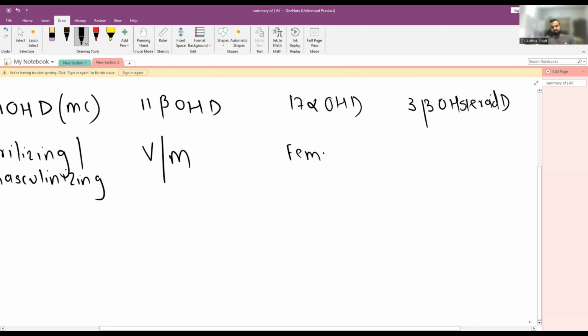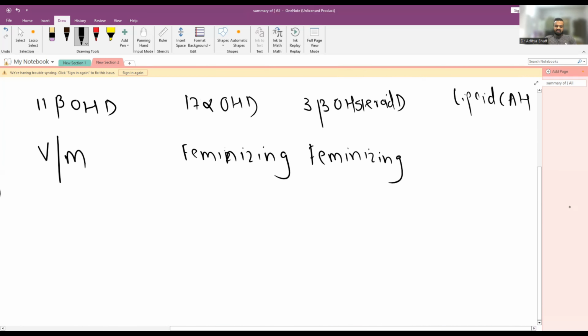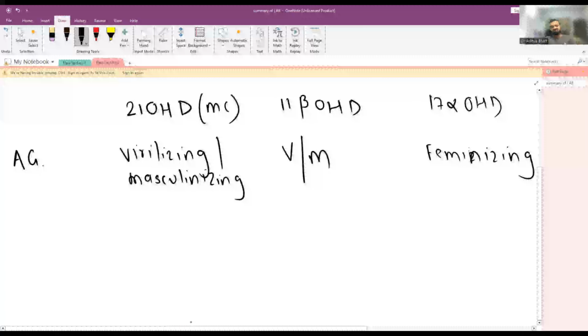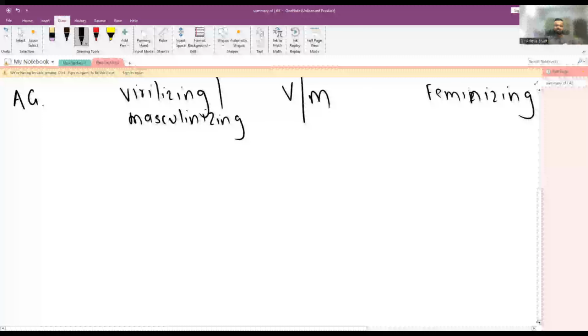What it means is that in males they will be more symptomatic compared to females. They are feminizing. And again, in lipoid CAH, it is feminizing. So this is the pattern. Feminizing means it causes ambiguous genitalia in males and not in females. Masculinizing or virilizing means it causes ambiguous genitalia in females, making them look like male genitalia.